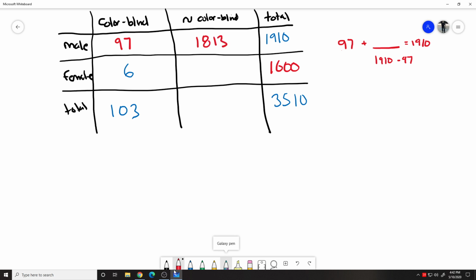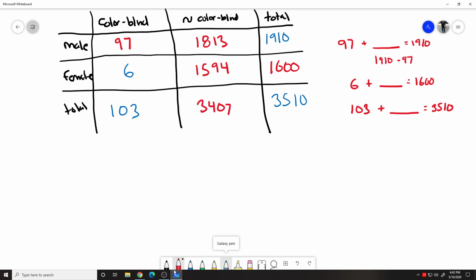Okay, the next one's going to be rather easy because it's 6 plus some unknown number gives me 1,600. Well, 1,600 minus 6 would give me 1,594. And then finally the bottom row, we have 103 total colorblind plus some unknown number of not colorblind gave me in total 3,510 people. So just work backwards on that one. 3510 minus 103 gives me 3407.